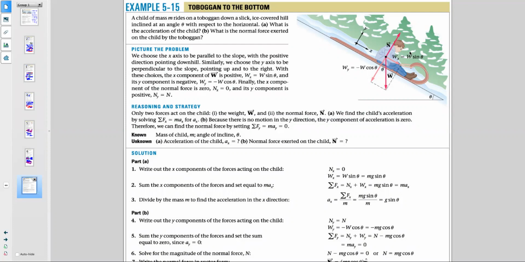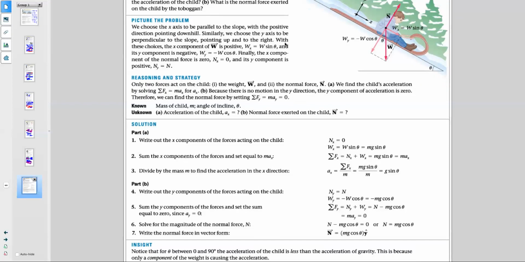So example 5.15, go ahead and pause the video right now. Read the problem first, write down things that you have, and then come back, we'll solve it together. Okay, so a child of mass m rides in the toboggan down a slick ice-covered hill inclined at an angle of theta, so that's the angle right there, theta, with respect to the horizontal. What is the acceleration of the child? That's part A. And part B is, what is the normal force exerted on the child by the toboggan?